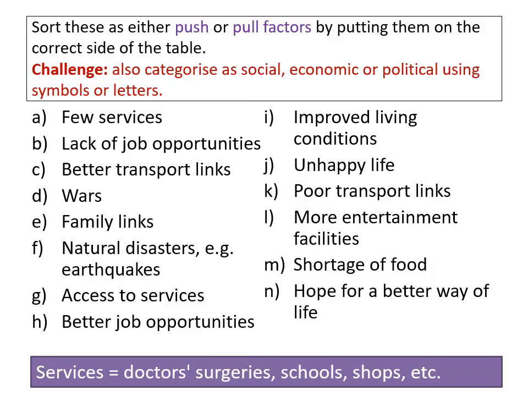Fantastic. So A to N are different factors, all of them either push or pull factors. Your task is to write them onto the correct side of the table. If you've done that fairly quickly, there's a challenge task there for you as well. You could maybe use symbols or letters or colors, depending how you want to do it. Pause the video now. This should take maybe 10 minutes.